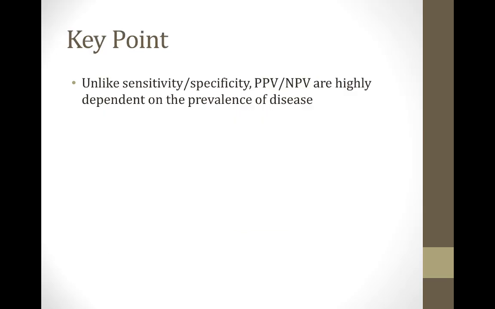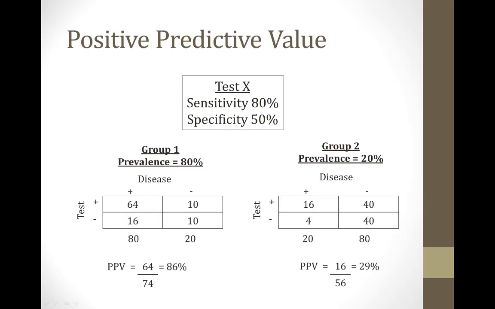Now I'm going to talk about a very important and high yield point, and that is the fact that unlike sensitivity and specificity, positive predictive value and negative predictive value are highly dependent on the prevalence of disease. In order to understand this, we're going to work through an example, and this is the exact same example I used in the sensitivity specificity module. In that module, I used a test in two different groups, one where disease was highly prevalent and one where it was not highly prevalent. And I showed you that the sensitivity and specificity did not change.